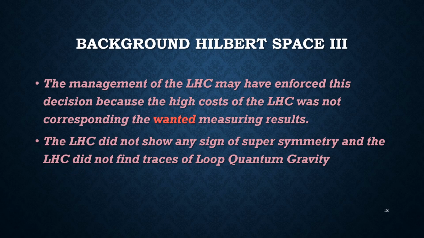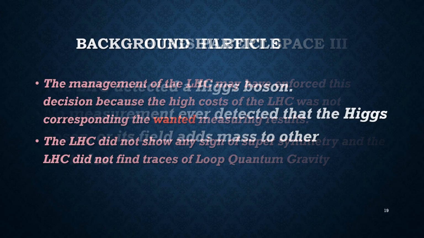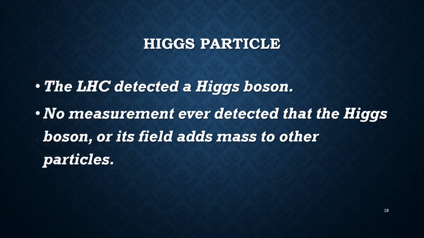The management of the LHC may have enforced this decision because the high costs of the LHC were not corresponding to the wanted measuring results. The LHC did not show any sign of supersymmetry and the LHC did not find traces of loop quantum gravity. The LHC detected a Higgs boson. No measurement ever detected that the Higgs boson, or its field, adds mass to other particles.